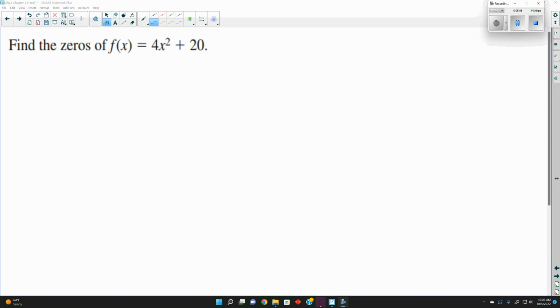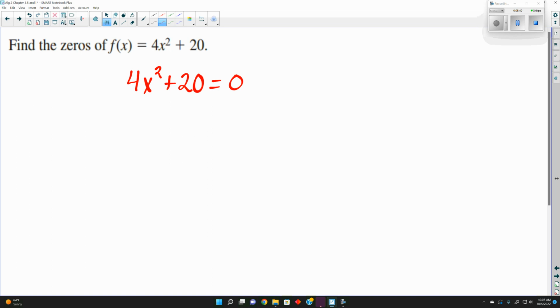So let's look at this next one here, and this will finish out the first page of the note sheet. We're at the bottom of the first page. Find the zeros of f of x equals 4x squared plus 20. If we're finding the zeros, we're just trying to find out what value of x is going to make this function equal 0, yes? So really what we're looking at is 4x squared plus 20 is equal to 0, yes?